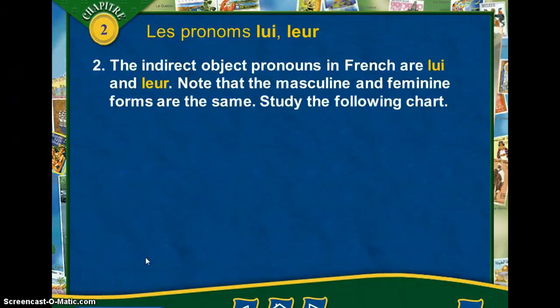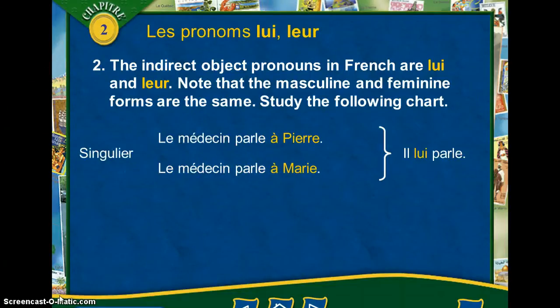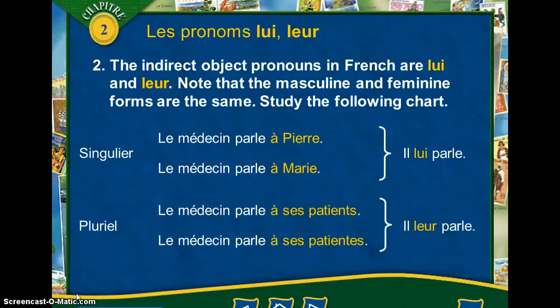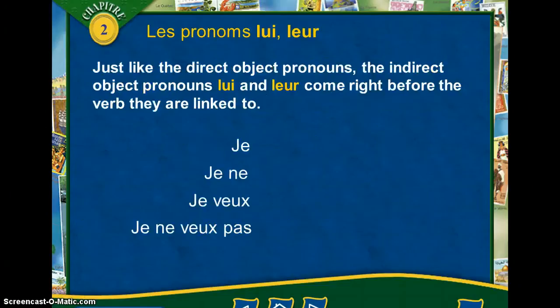The indirect object pronouns in French are lui and leur, which we know, and the masculine and feminine forms are the same. So let's look at the following chart and pause as you need to. So le médecin parle à Pierre or à Marie, we would say il lui parle. In the plural, le médecin parle à ses patients or à ses patientes. We would say for both of those, il leur parle.